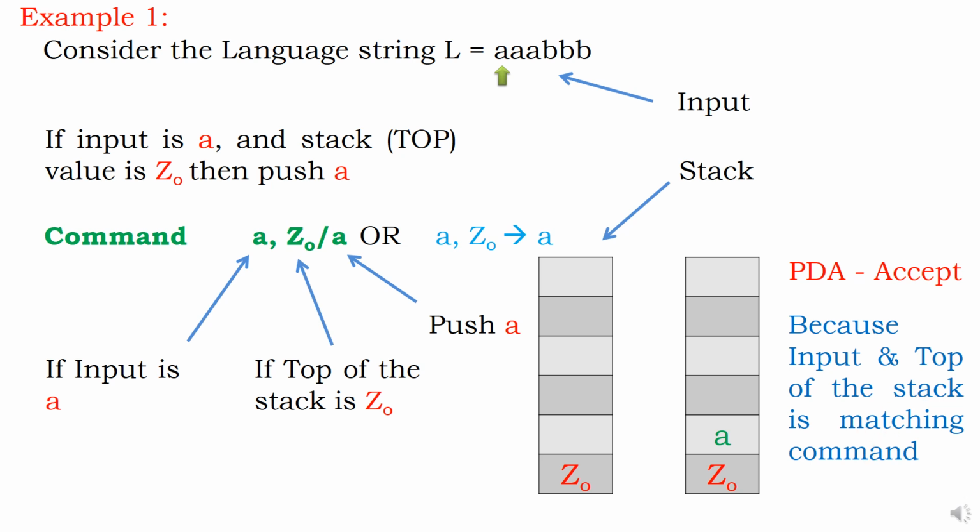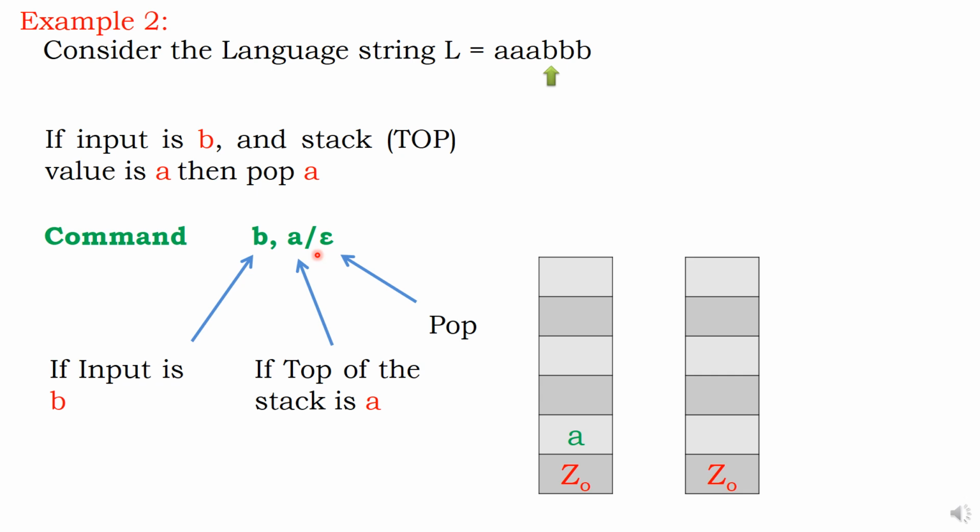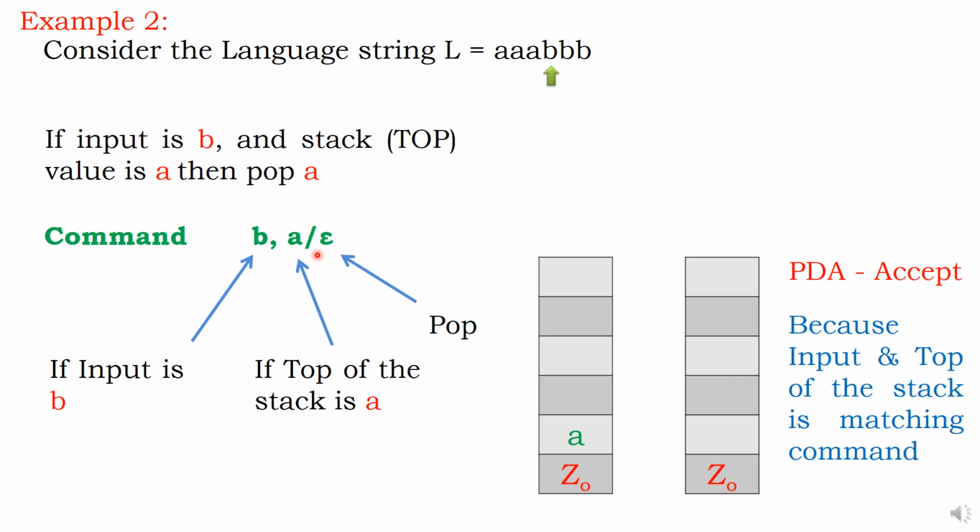Let us do another example. Who is input? B. Who is top of the stack? A. Now let us read. If input is B and top of the stack is A, then pop A. Now you have to check whether it is working or not. B, A. Don't say pop, it is nothing but epsilon. If input is B, accepted. If top of the stack is A, accepted. Then you do pop. I just popped. The A goes outside. The PDA is working because input and top of the stack match.